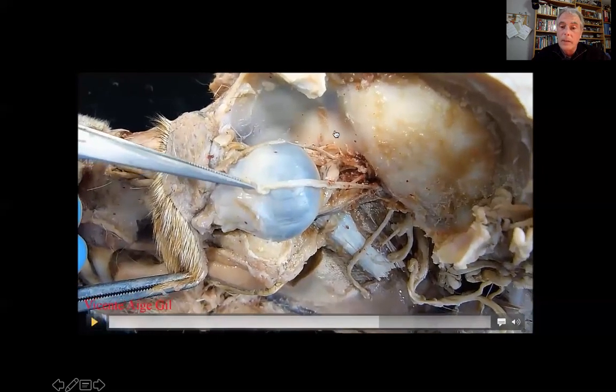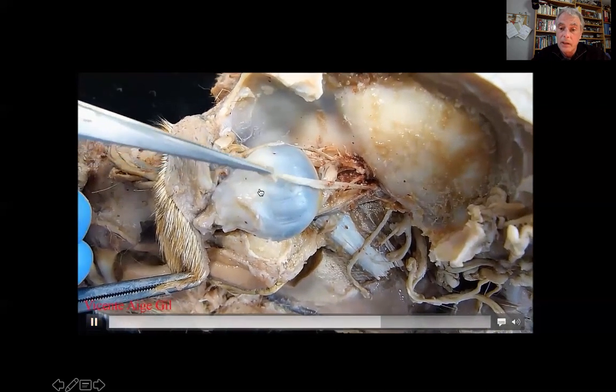So now we have removed the extraocular muscles and we see the frontal nerve. No, this is the zygomatic nerve, sorry. Zygomatic nerve, we move it.